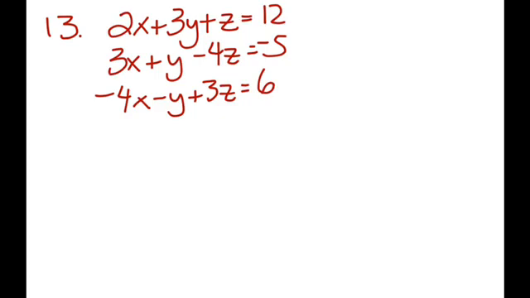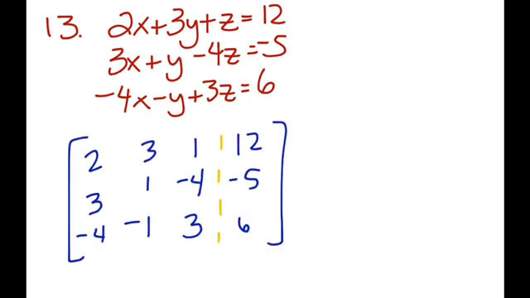Okay, let's do number 13. You're going to go in your calculator, you're going to enter the augmented matrix. Remember, this one is going to be a 3 by 4 matrix. And so this is your augmented matrix. This one doesn't have any missing variables anywhere, so you don't have to worry about zeros, but you always need to be on the lookout for that because that will mess you up really badly if you miss it.